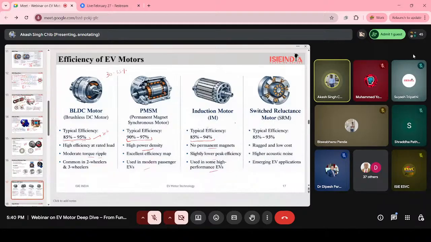Then comes our switched reluctance motor and synchronous reluctance motor. They are similar, providing 85 to 93% because they are used in heavy vehicles. The switched reluctance motor also produces torque ripple, and it has higher acoustic noise. It is emerging in AV applications. These are the efficiencies we are getting in the different types of motors.